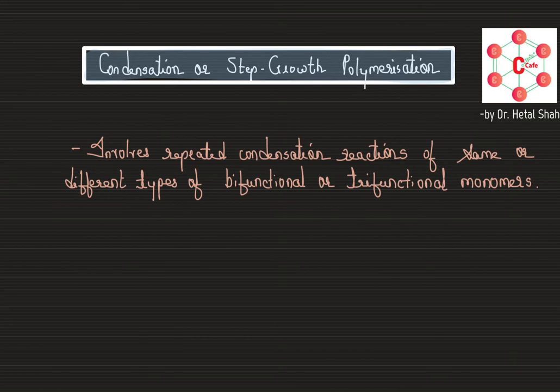So this involves repeated condensation reactions of same or different types of bifunctional or trifunctional monomers. Bifunctional would mean monomers having two functional groups, and trifunctional would mean monomers having three functional groups, right? So this is a kind of condensation reaction, and it involves same or different types of monomers, but these monomers have to be bifunctional or trifunctional, right?